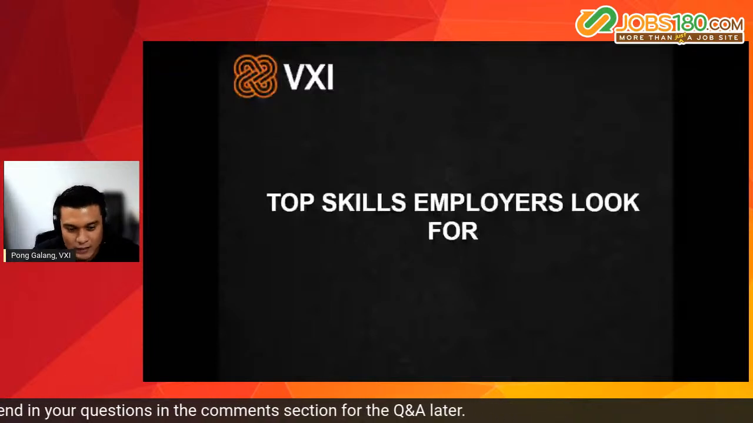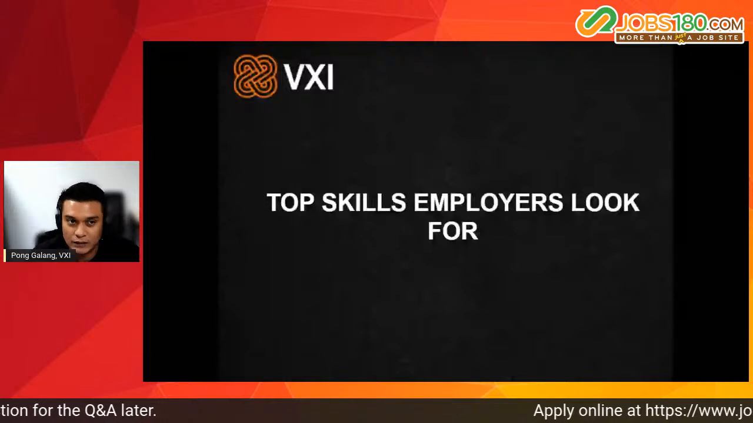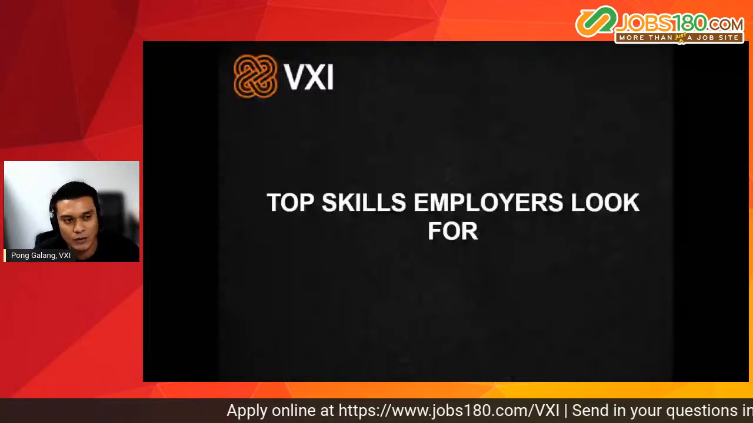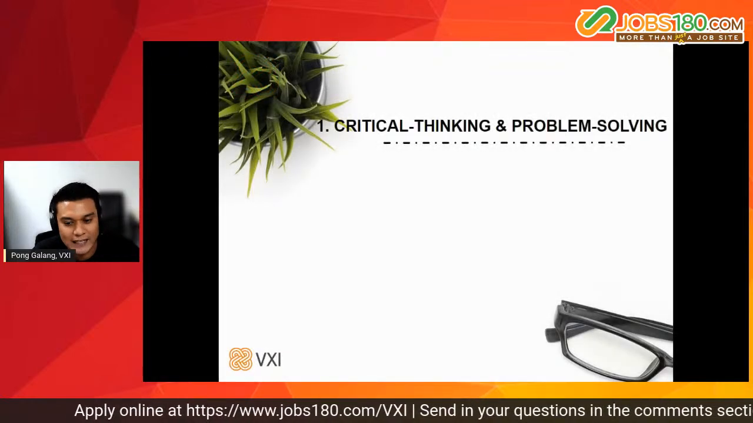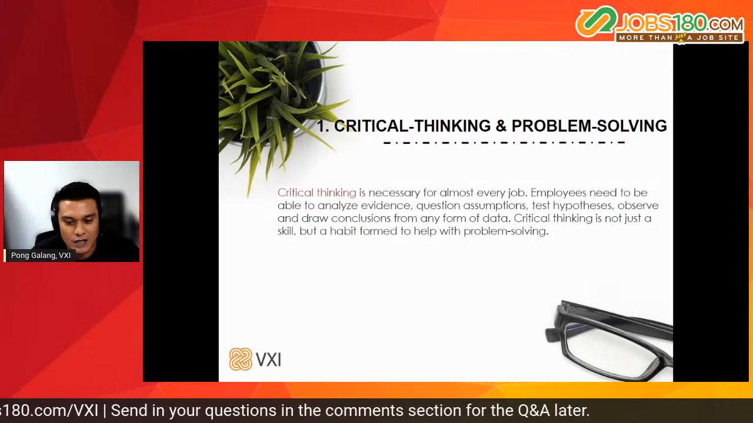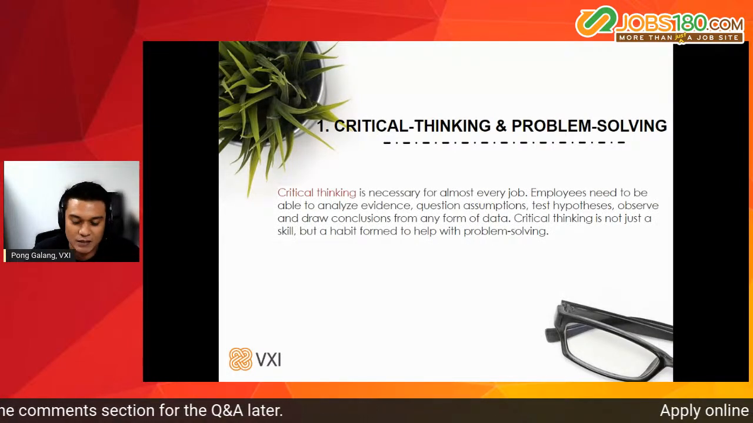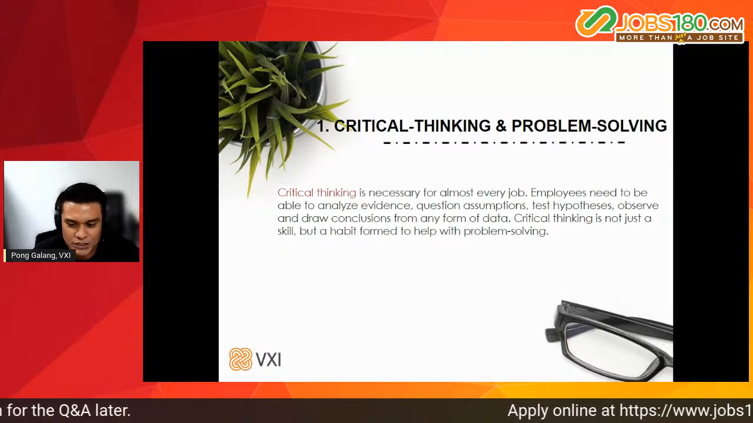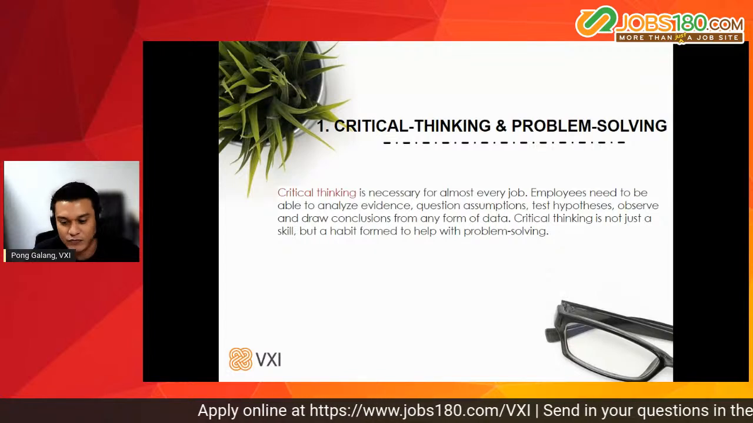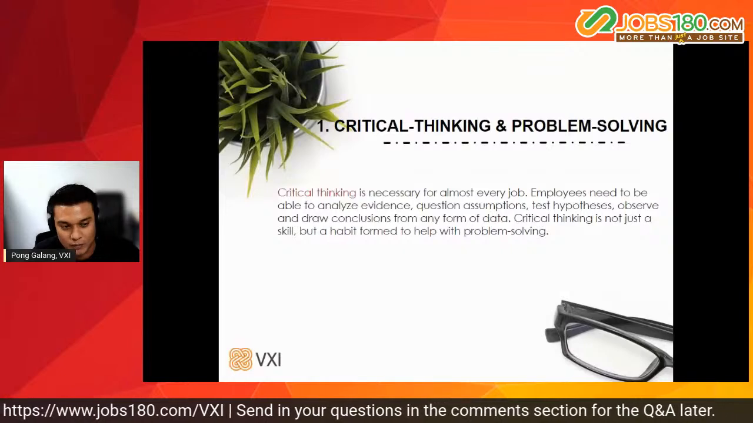So we're going to discuss right now the top skills employers look for with their new hires or their potential employees. So the first thing that we usually look for is critical thinking and problem solving skills, right? Because critical thinking is necessary for almost every job. Employees need to be able to analyze evidence, question assumptions, test hypotheses, and observe and draw conclusions from any form of data. Critical thinking is not just a skill, but a habit formed to help with problem solving.